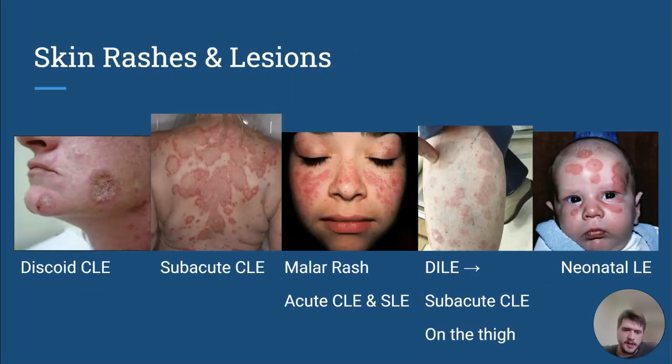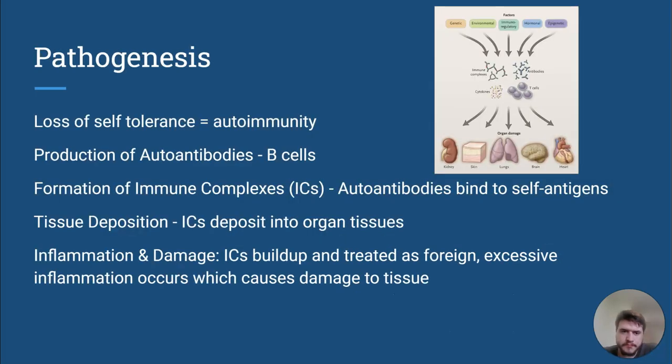So here we can see images of the different skin lesions. You can see the discoids on the face there, and you can see it's more scaly, the ring-shaped and subacute, and there's that hallmark facial rash. This fourth picture is drug-induced lupus presenting as a subacute skin rash, and it's occurring on the upper thigh. And then here you can see those neonatal skin rashes on the infant there.